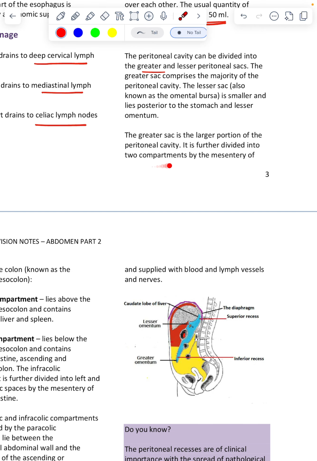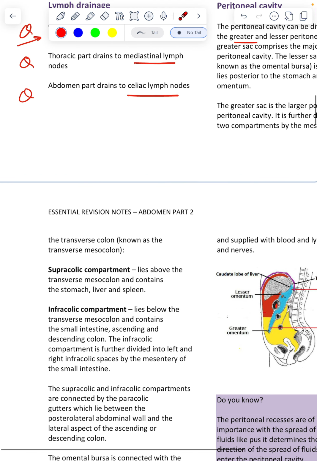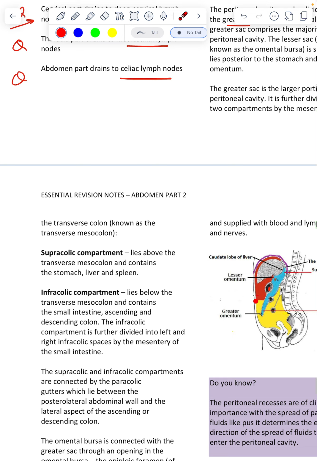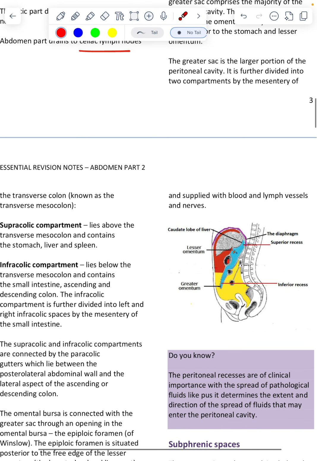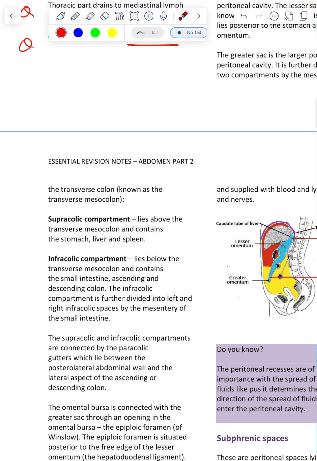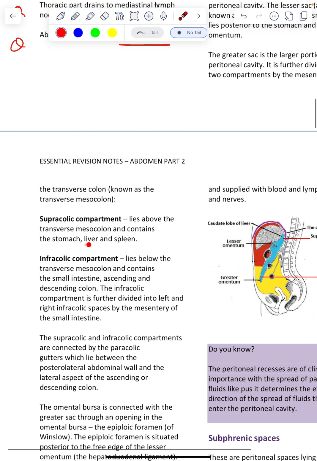It is further divided into two compartments by the mesentery of the transverse colon, known as the transverse mesocolon. Superior is the supracolic compartment, the red one. Above the transverse colon, it contains the stomach, liver, and spleen.